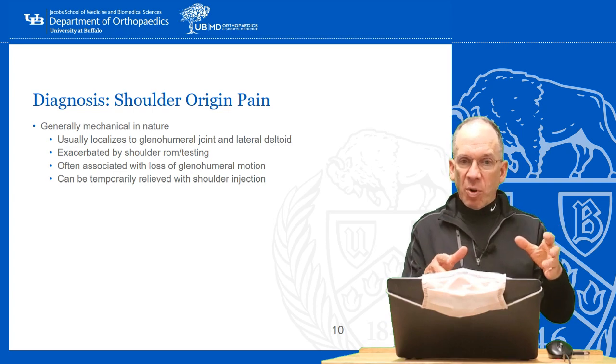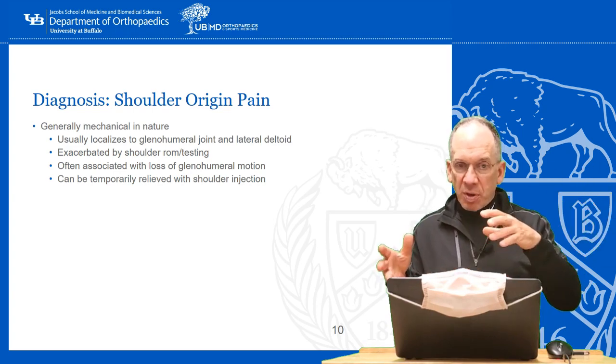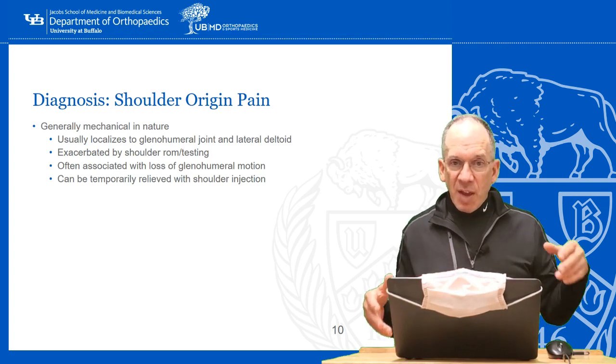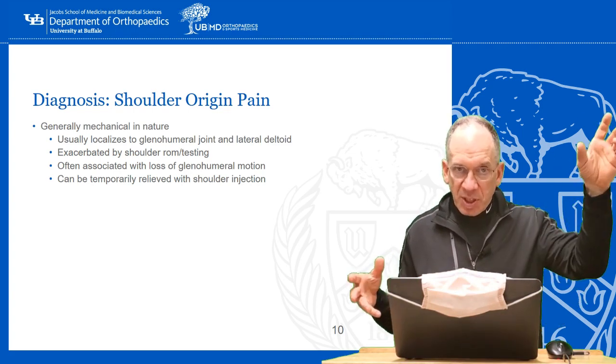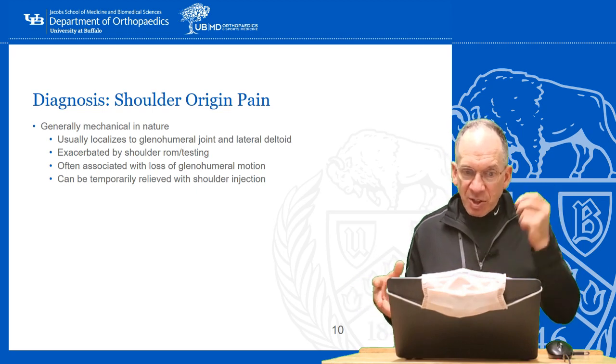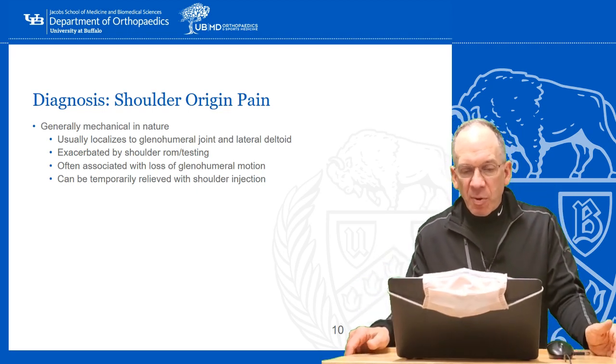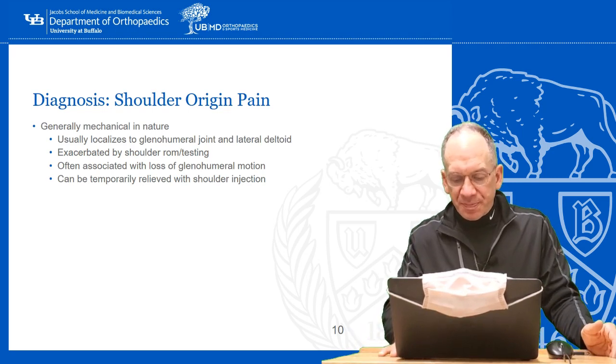So if you're trying to decide, well, is this coming from the neck or coming from the shoulder, that's when therapeutic injections come into play, and diagnostic injections. If I'm not sure, because people can have pathology in the neck and pathology in the shoulder, if I inject the shoulder and their pain goes away, I can assume that a lot of their pain is coming from the shoulder.